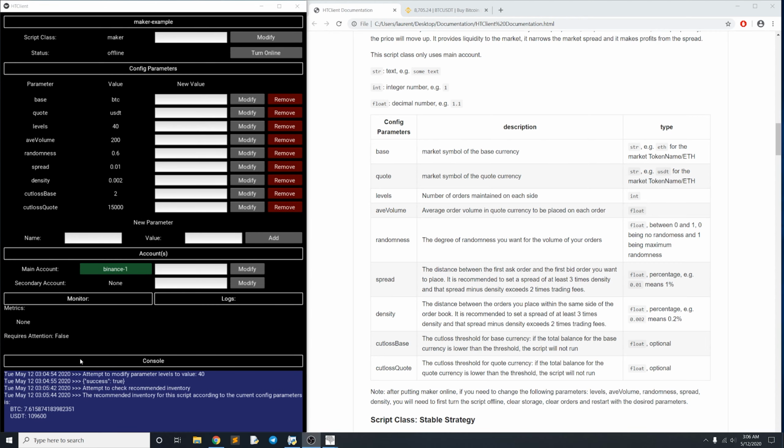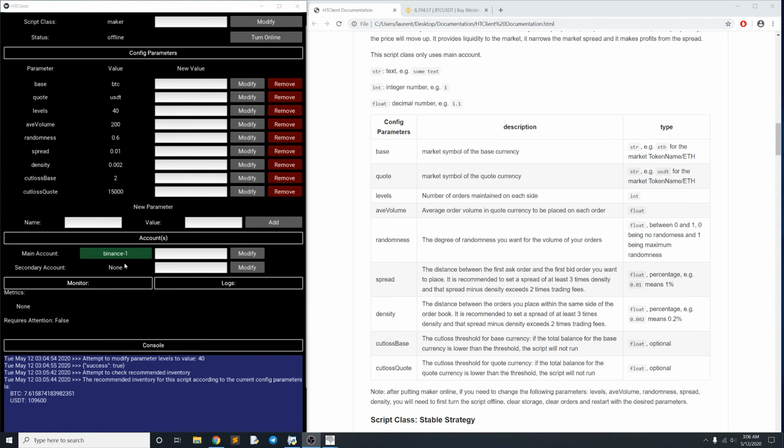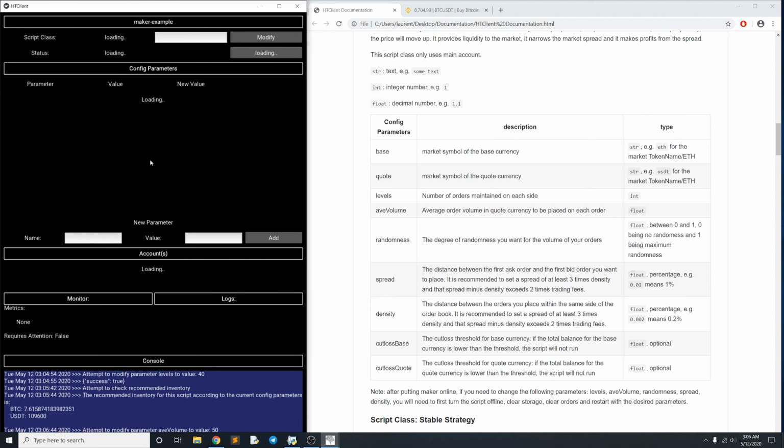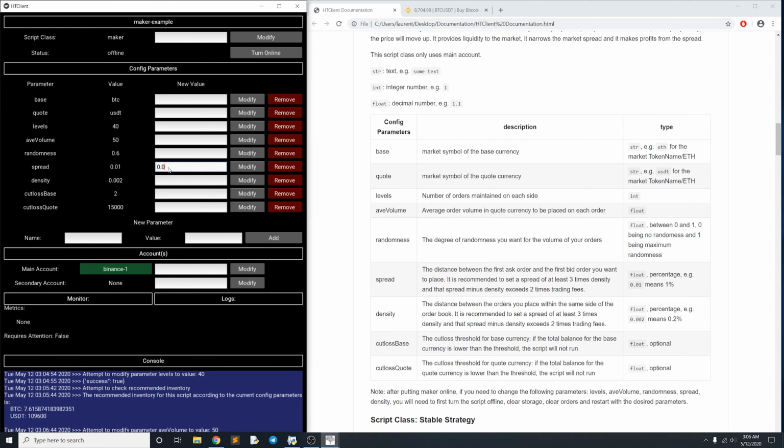You might wonder why the recommended inventory is that high, given that we're only placing 40 orders on each side and they're around 200 USDT. The reason is that we want to cover a wide price range. We don't want the script to simply stop if the price fluctuates just a little bit. So if a couple orders get filled and replaced, we don't want one side to run completely out of balance. Let's try to see what is the impact of modifying parameters on the recommended inventory. I'll just change this to like 50 USDT. I'll put a spread that is slightly higher.